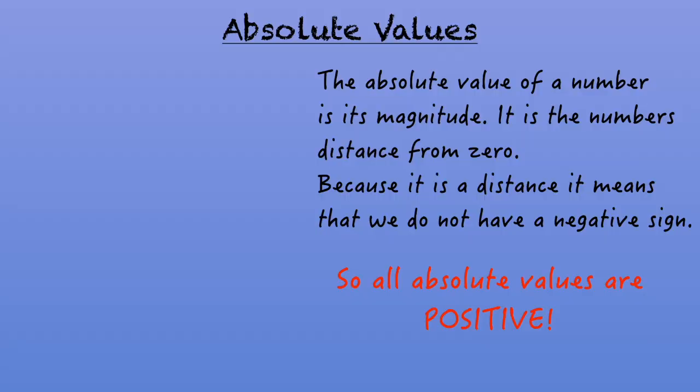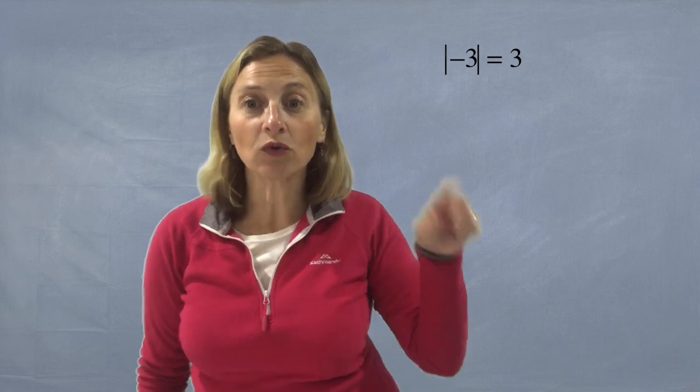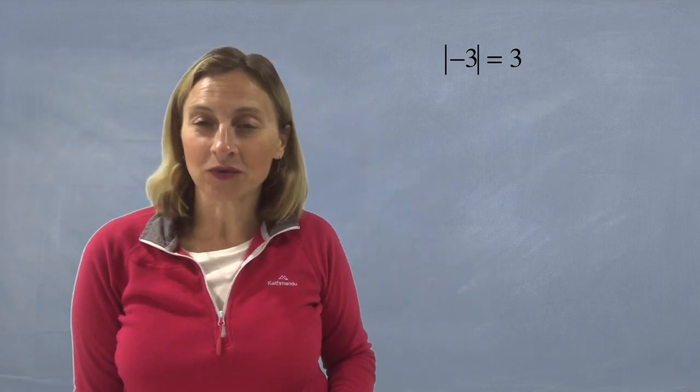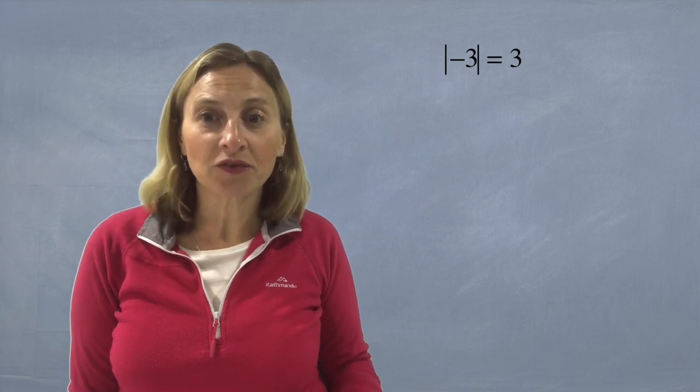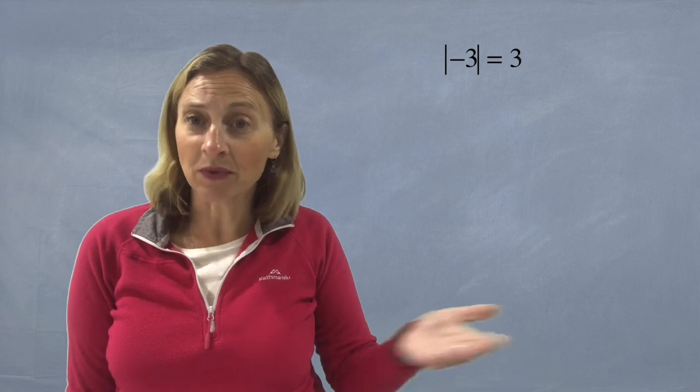Let's start by talking about what an absolute value is. The absolute value of a number is its magnitude, its size, and it tells us the distance something is from zero. Because we're talking about a distance, the absolute value will always be positive. You can always tell an absolute value because it's got two vertical lines. This is read as the absolute value of -3, and that equals 3 because it's a distance from 0.